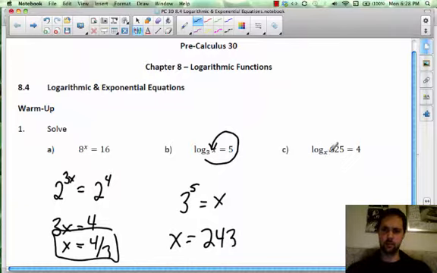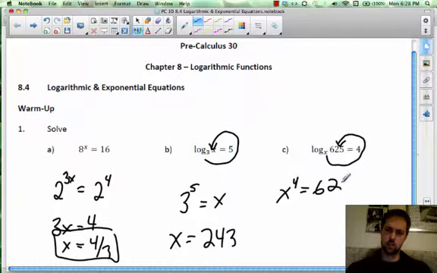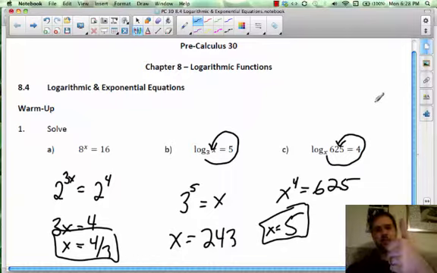Finally over here, make your little loop. x to the 4 equals 625. So basically what to the power of 4 will give you 625, and it turns out that the answer is x equals 5. 5, 25, 125, 625. So there you go. So there's the warm-up.